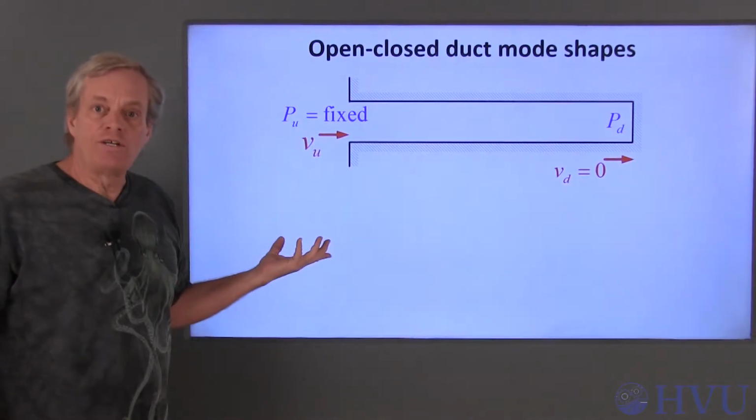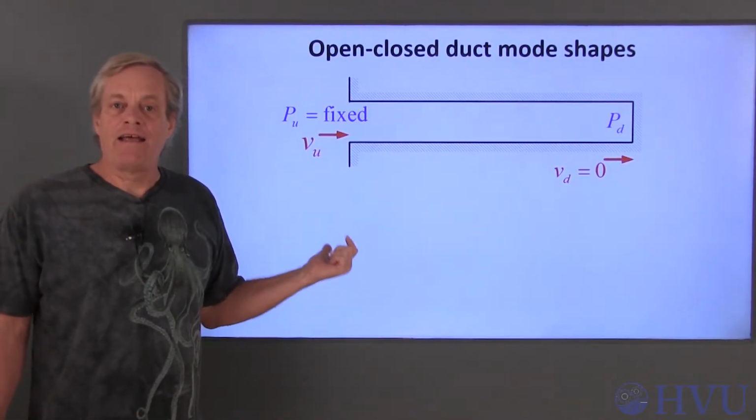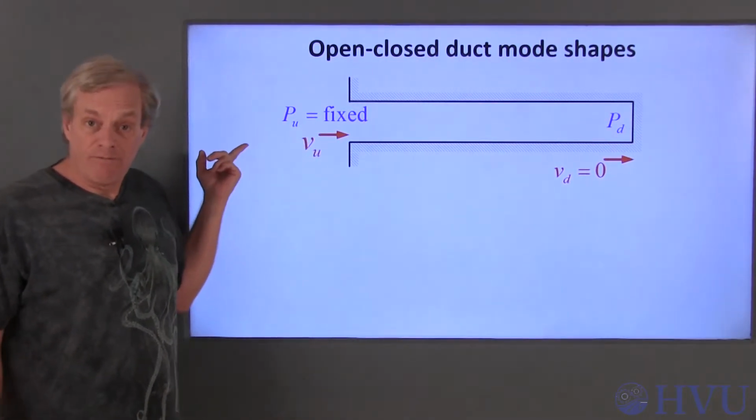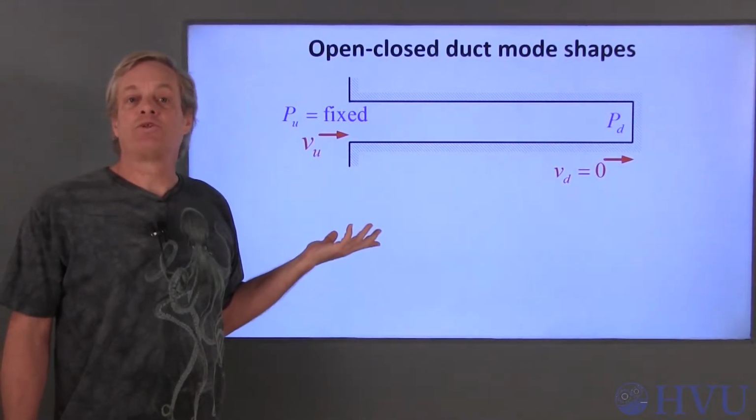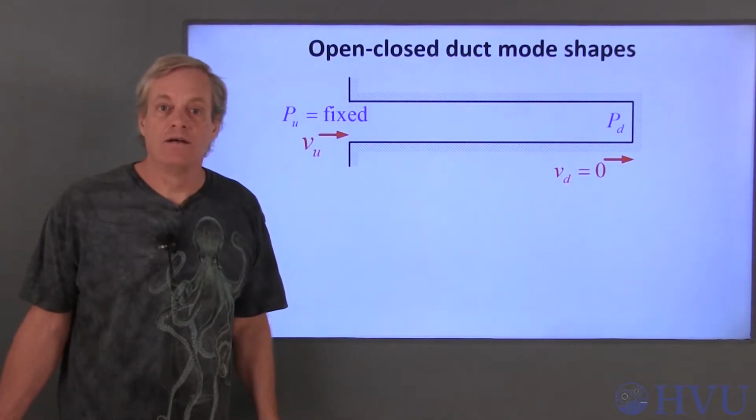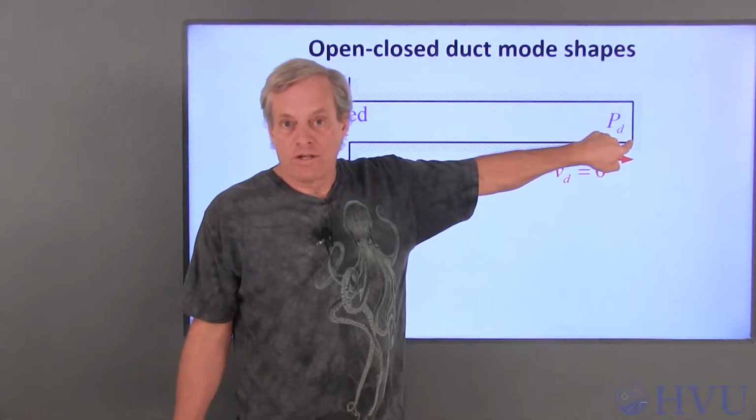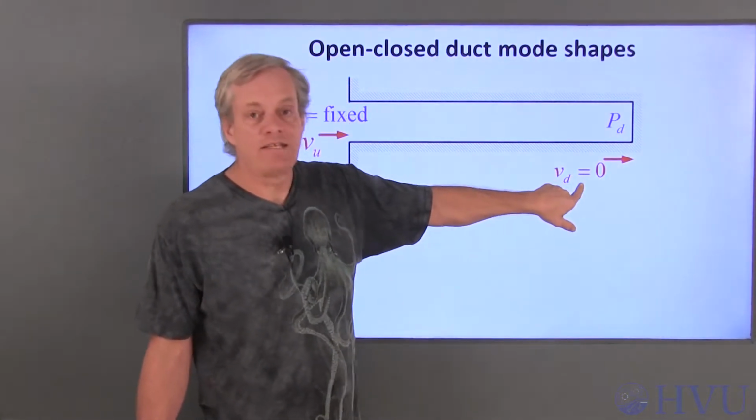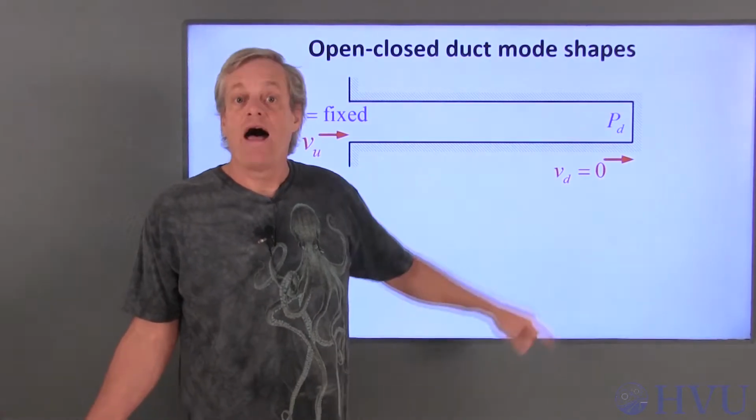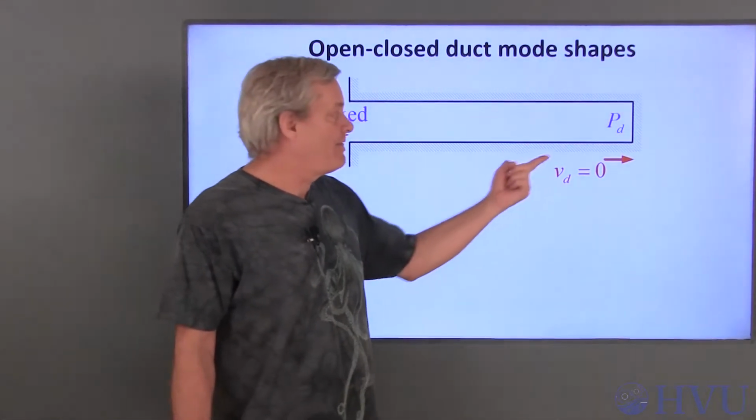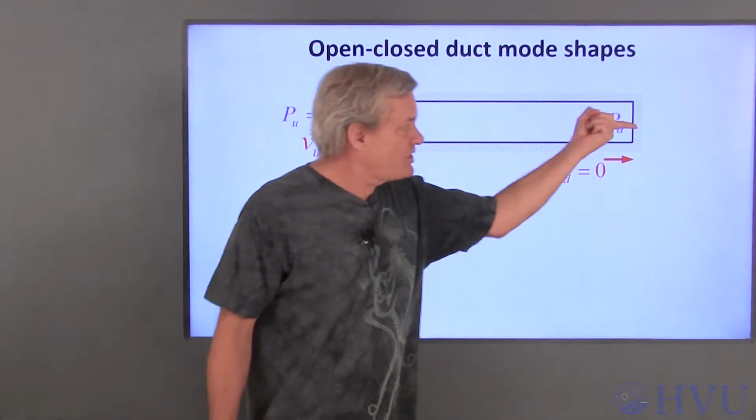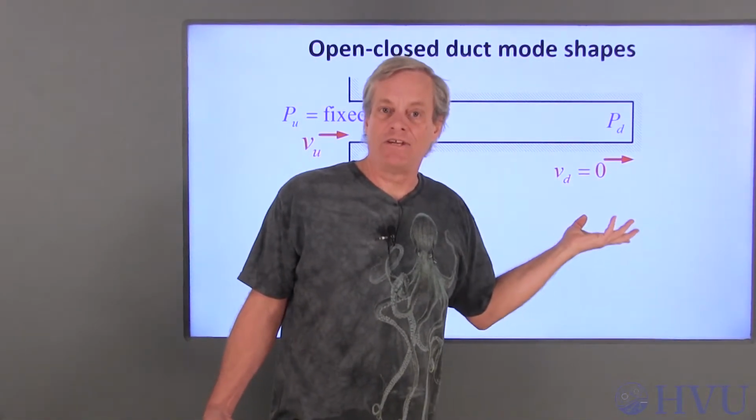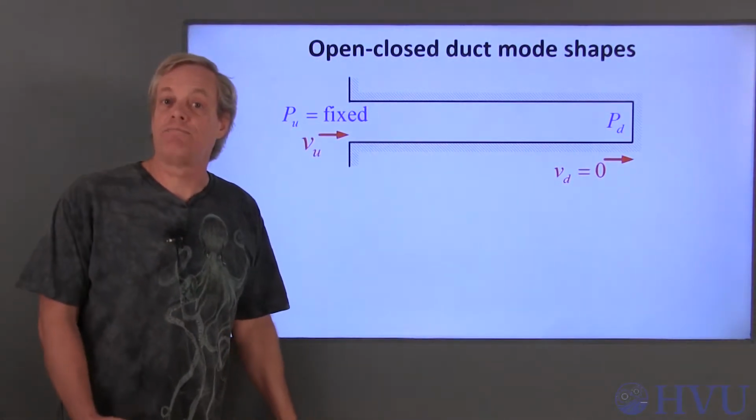The room is large enough so that flowing a little of that air into or out of the duct doesn't affect the room pressure. So the pressure at the open end is the same as the room pressure. It's fixed. No fluid can flow into the closed end of the duct, so the fluid velocity V sub d is 0. I have a boundary condition on velocity at this end of the duct. The pressure here is unspecified. I can push as hard as I want against this end of the duct without affecting the velocity boundary condition.